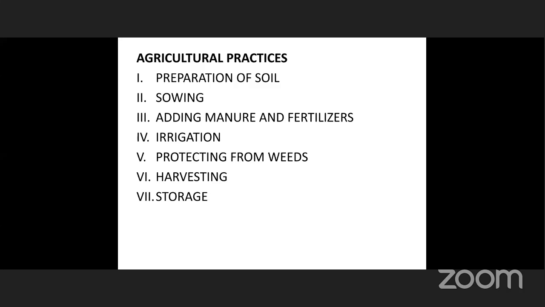Again, I repeat, if you sow crops, they won't grow as they are. We have to take care of the crops to get a nice harvest. So these practices we follow are preparation of soil, sowing, adding manure and fertilizers, irrigation, protecting from weeds, harvesting, and storage. These are the main 7 steps to be followed.